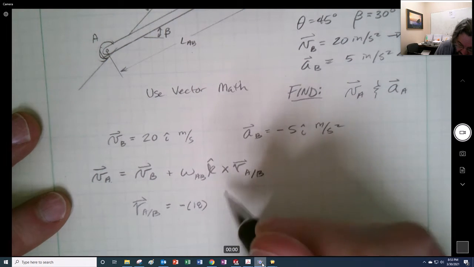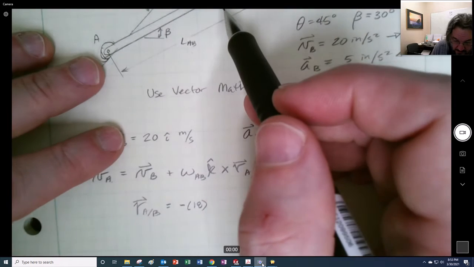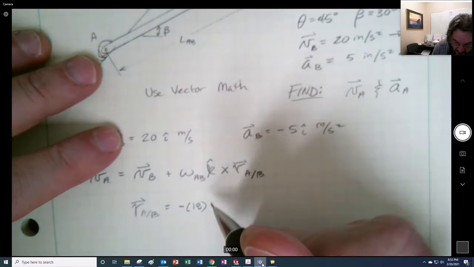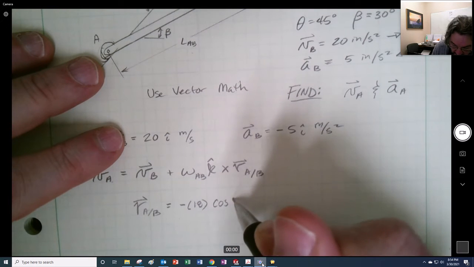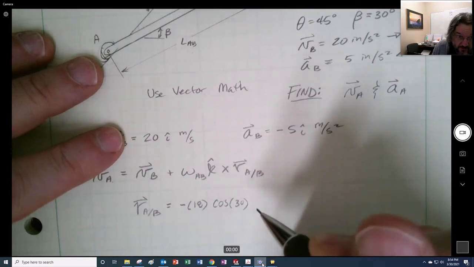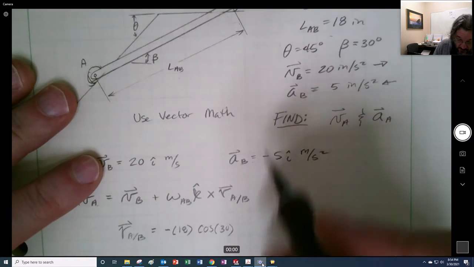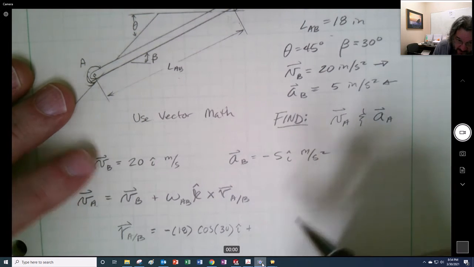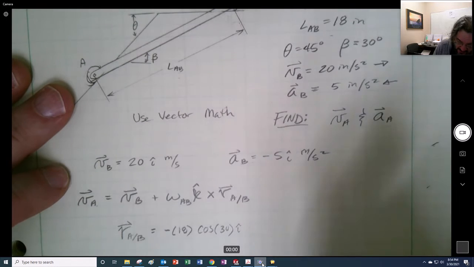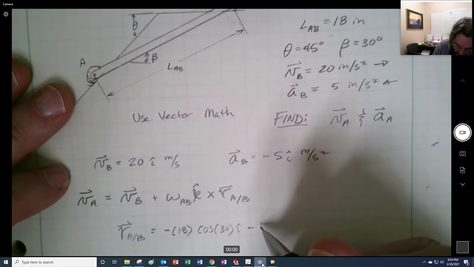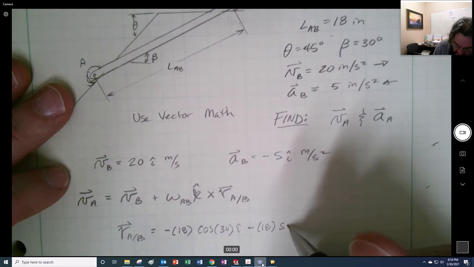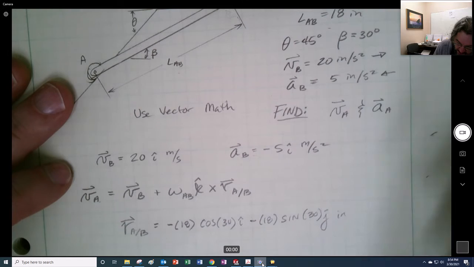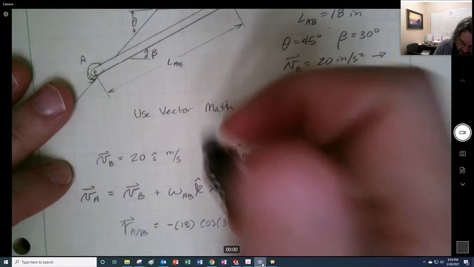It's going to have a negative 18, and we're going to make sure we're writing this right down right here. It's going to be the cosine of our 30 degrees, 30 degrees coming down, i plus, or actually I could have written minus. I guess sometimes I put the minus sign inside the parentheses, but I'll go ahead and put it right here. Minus 18 sine of 30 degrees j. And these are inches, and I put meters per second up here for some reason.